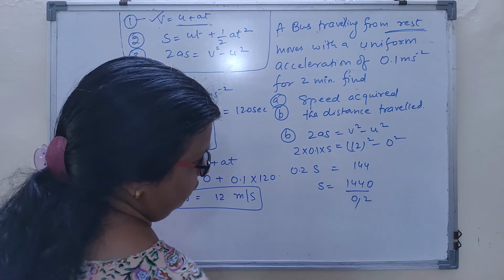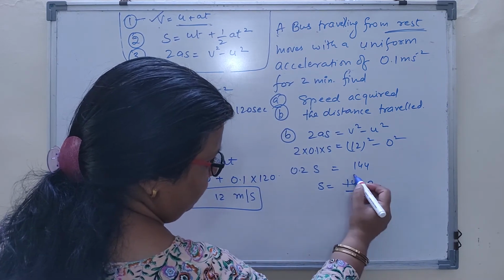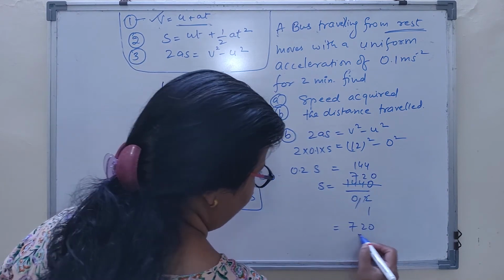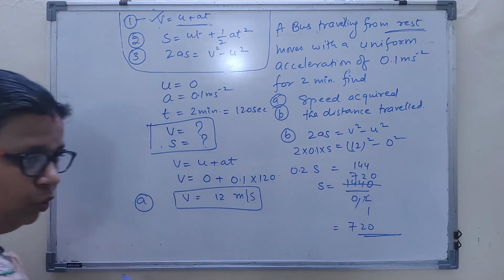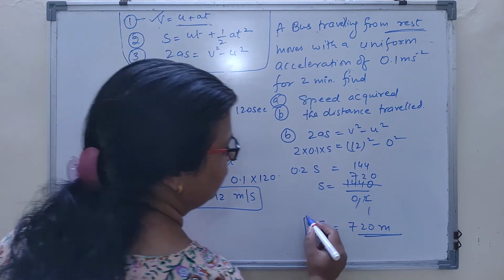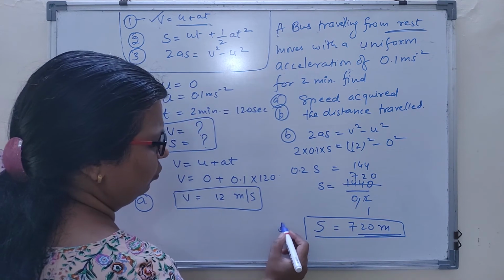Remove the point, put a 0 here. 2 ones are 2. 720. So this is 720. What should be the unit here? The SI unit of distance traveled is meter. So this should be meters. This is my second part of the problem.